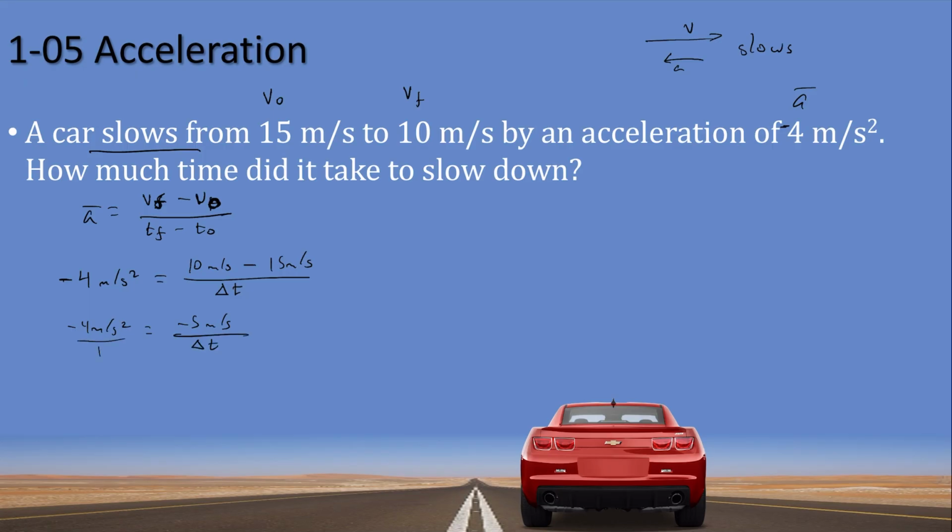So we could put this over 1 and cross multiply. So my change in time looks like it's negative 5 meters per second divided by negative 4 meters per second squared, which would be 5/4 or 1.25. Now let's look at our units. Meters per second divided by meters per second squared. Multiply by the reciprocal. See, the m's cancel, and one of the s's cancels, leaving just seconds, which is time, which is what we'd expect.